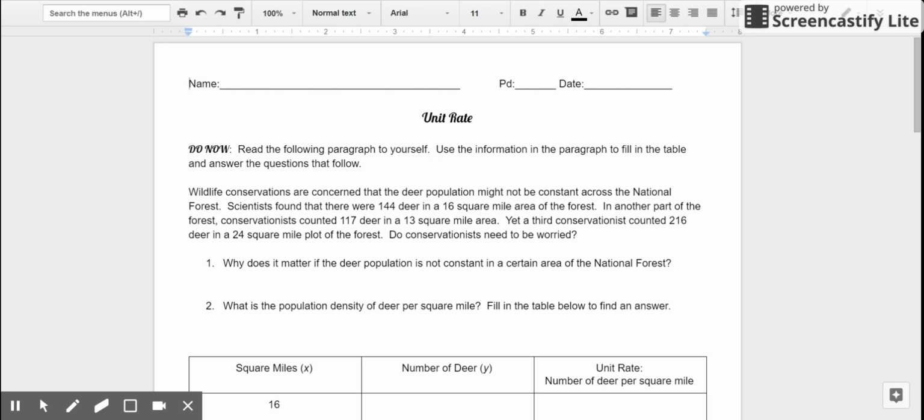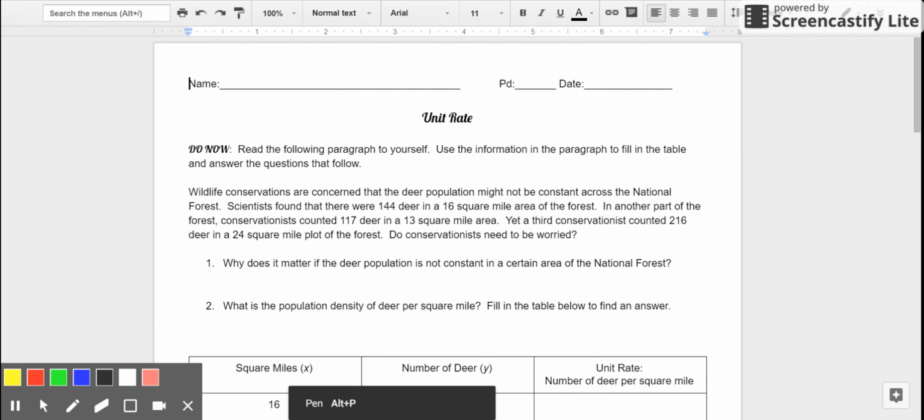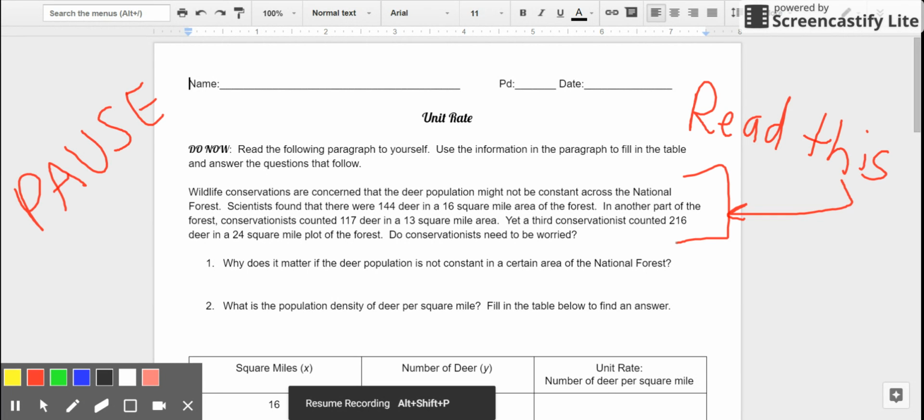Unit rate. Do now: read the following paragraph to yourself. Use the information in the paragraph to fill in the table and answer the questions that follow. Take a moment right now to pause the video and read that paragraph to yourself. When you're done reading, start the video again.